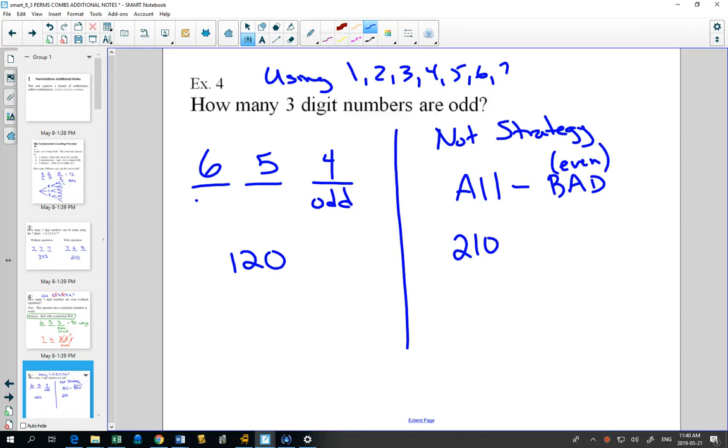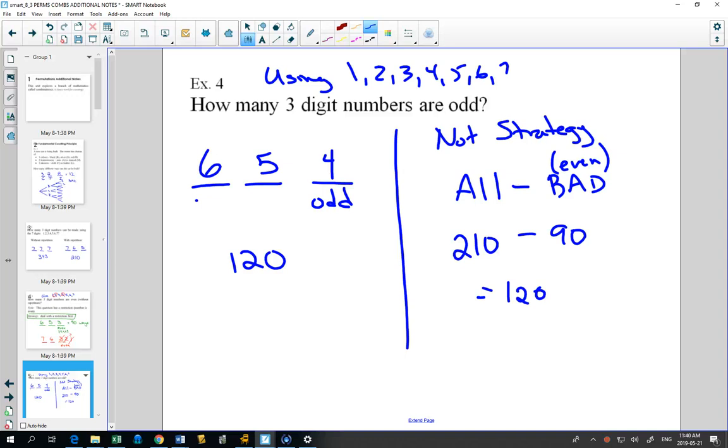How many even numbers did we count? In the example before, 90. You get 120. Does that make sense? If you subtract all the bad ones, you're left with all the good ones in the end? So if you know the opposite of what you're counting, you could take that away from all of them.